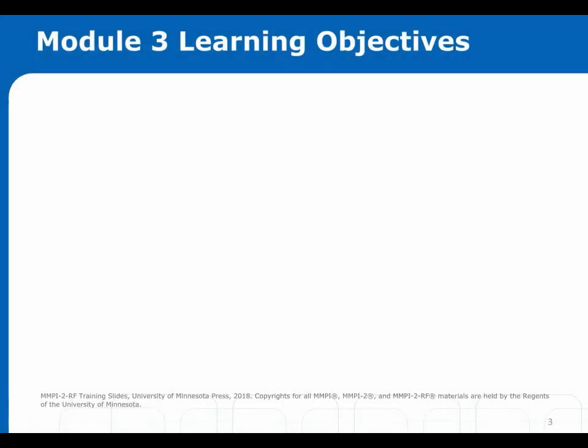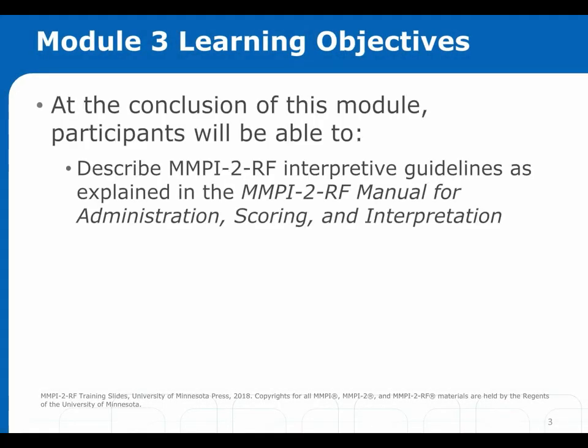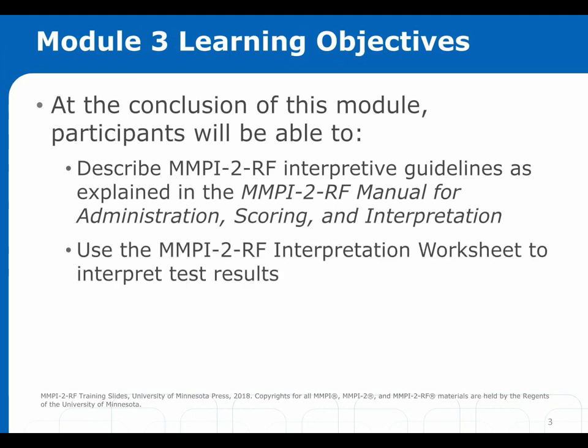In this section, we'll have three major aims. The first aim will be to describe the standard MMPI-2-RF Interpretive Guidelines. These are outlined in the small blue manual that you get with the MMPI-2-RF test materials. Next, we will review a tool that you can use to simplify your interpretation. This is the MMPI-2-RF Interpretation Worksheet.